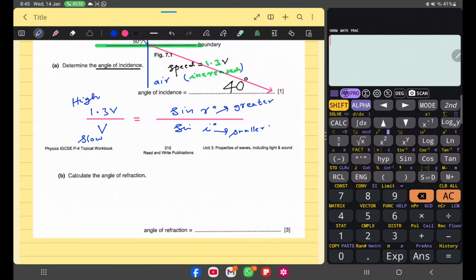1.3 v divided by v is equal to sine r upon sine I. And now I am putting the values. V cancels out. On the left hand side, it is only 1.3. On the right hand side, sine of angle R, which we have to calculate, divided by sine of angle I, and angle I is 40 degrees.